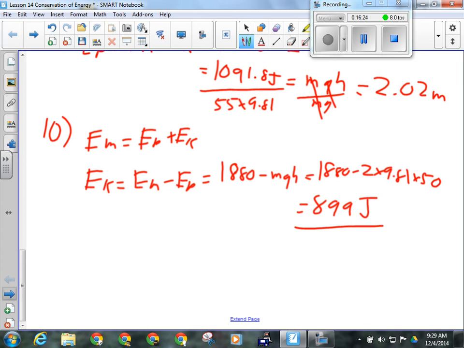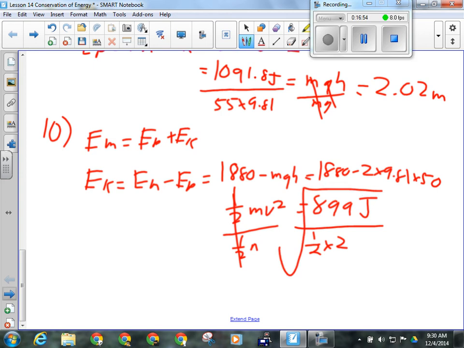Now, extension from this. Could I find out how fast the hammer is going? Sure I can. I just calculated the kinetic energy. If I know the kinetic energy, I should be able to find V, because I know this number equals 1/2 mv squared. So if I want to find V, I divide both sides by half of m, so that's 1/2 times 2, and then I take the square root of that.